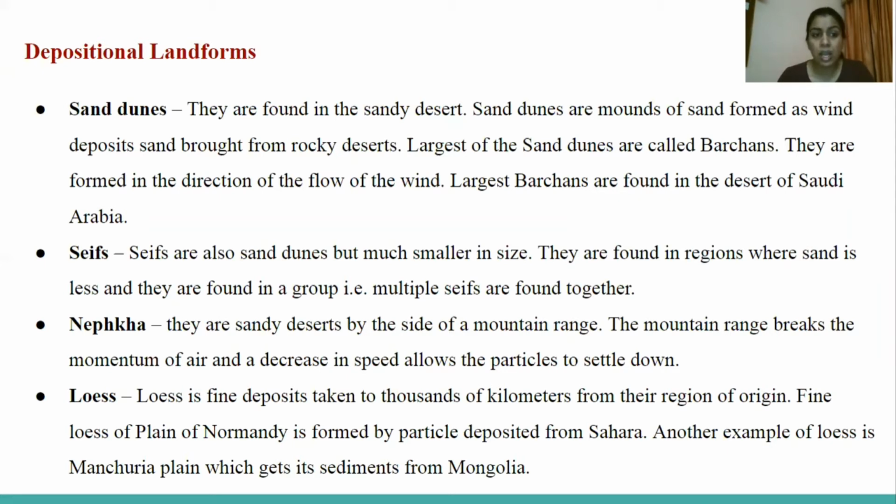The next one is Nefka. They are sandy deserts by the side of a mountain range. The mountain range breaks the momentum of air, and a decrease in speed allows the particles to settle down.